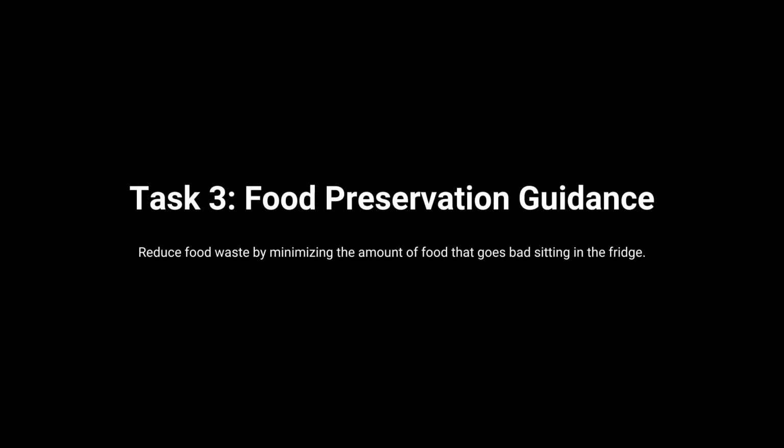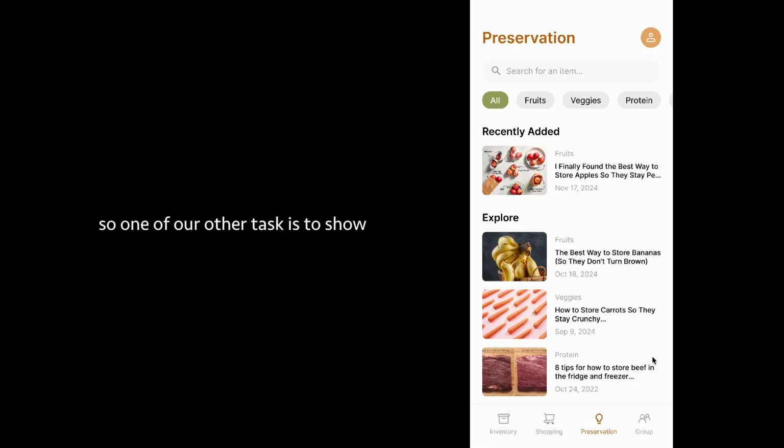One of our other tasks is to show food recommendations for food preservation tips. If you go to the preservation tab, you are greeted with a list of articles that teach you how to preserve your food. This is actually based on the items that you have in your inventory. For example, I recently added apples to my inventory, so now there will be an article telling you how to properly store it. If you click on this article, it would just open a Safari browser. It's not within the app, it will just open an external browser.